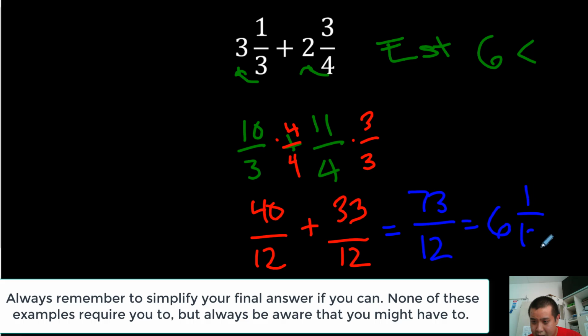And again, that is really close to our initial estimate, which we said was going to be a little bit more than 6. 6 and 1/12 is certainly a little bit more than 6, so we should feel pretty confident about that.